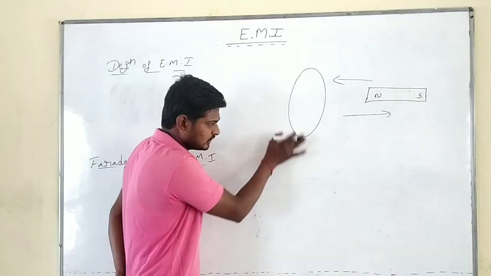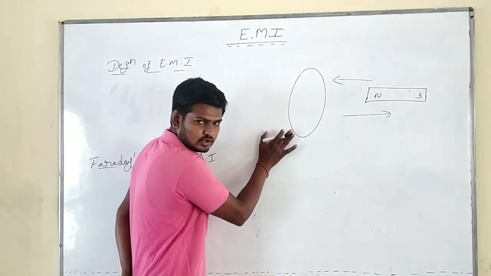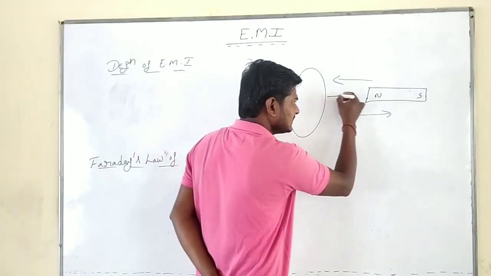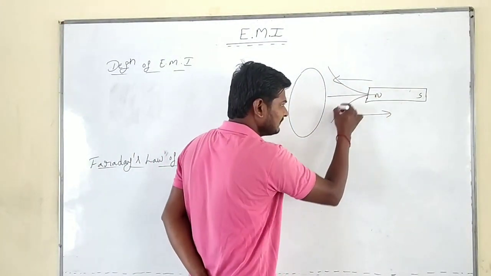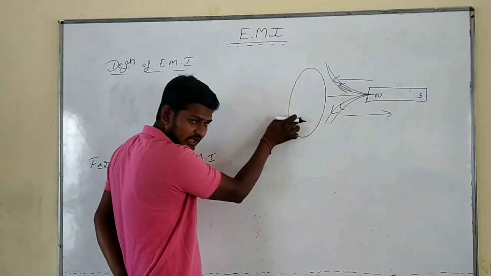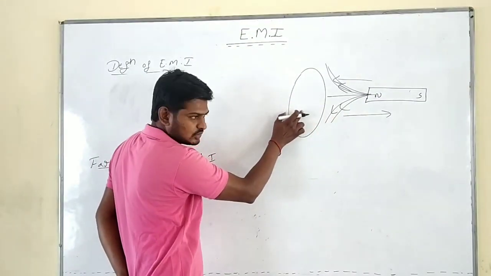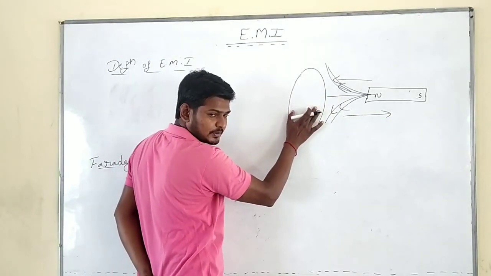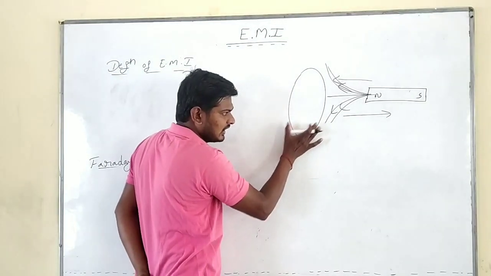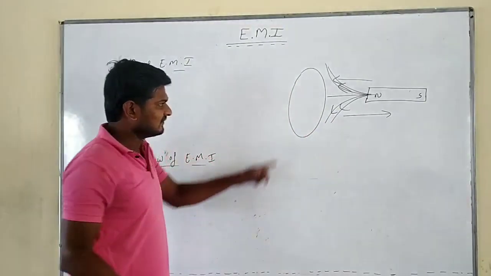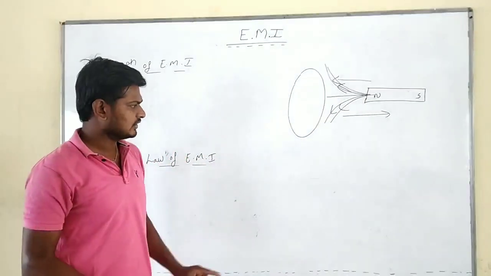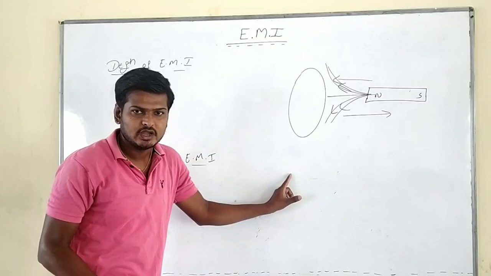Here the galvanometer is showing the deflection because of what? Current is being induced. The current is induced because the magnetic field lines present here are passed through the coil. When the field lines pass through the coil, they are cut by the coil. When they are cut by the coil, the flux changes. When the flux changes, the galvanometer shows the deflection, which means the current is induced.